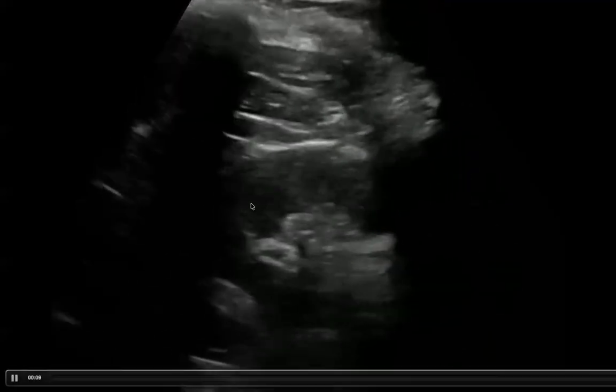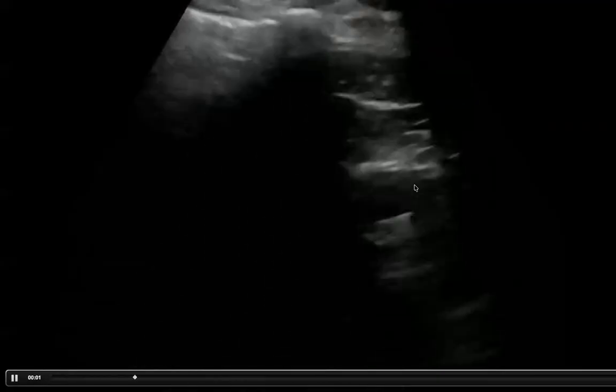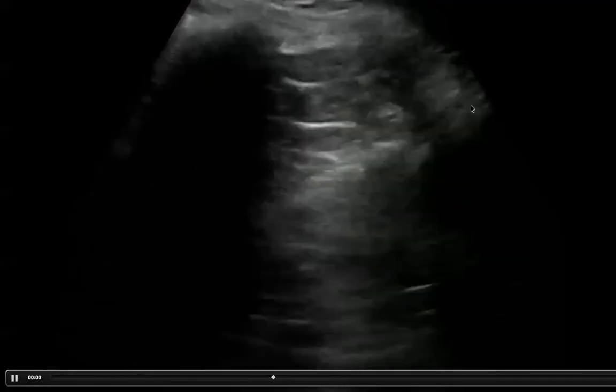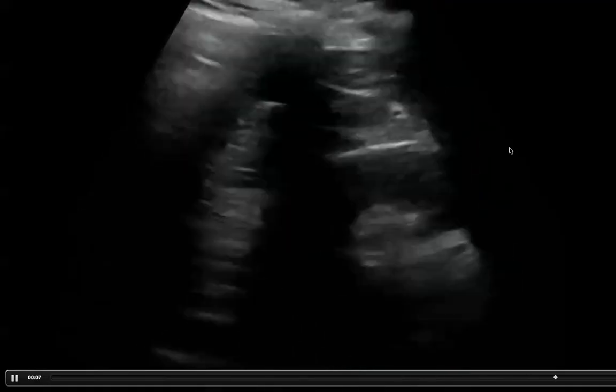So here is a clip of the kidney that's seen right here on the left side. There's lots of rib shadows kind of coming through, and that's very normal. And so even if you encounter a few rib shadows, that's fine as long as you can see what you want to see.